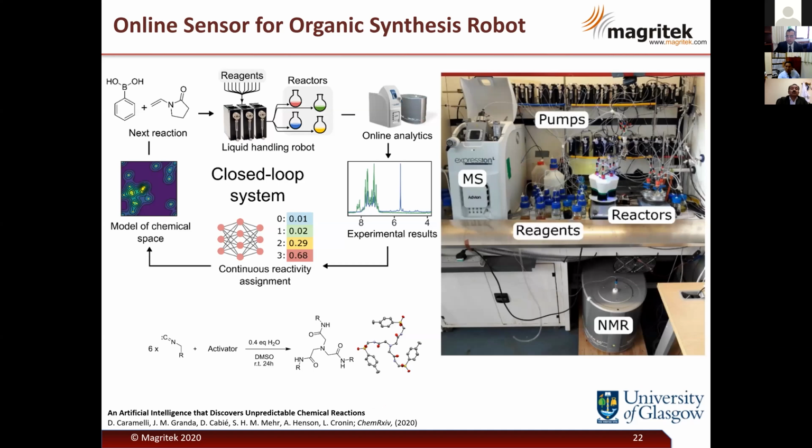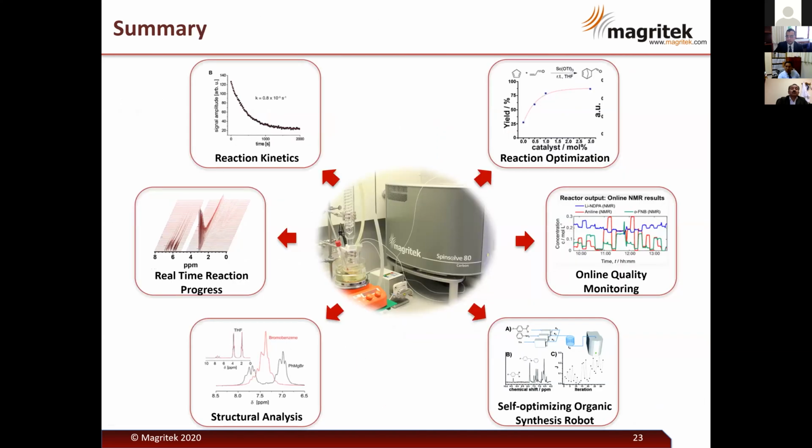So hopefully I have shown you examples that demonstrate the diverse applications of using benchtop NMR to monitor reactions. With the compact and mobile benchtop NMR system, we can obtain different information about the reaction, ranging from kinetic data to structural analysis to stereochemical outcome. Furthermore, the benchtop NMR system can also serve as an inline sensor for different flow devices and self-optimizing robots.